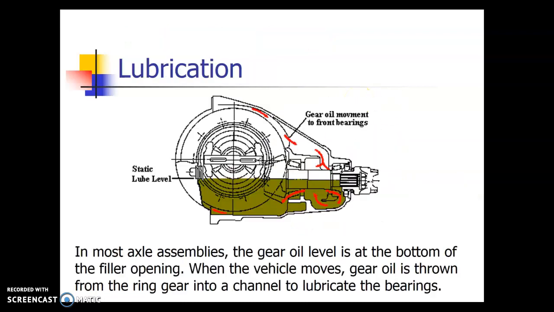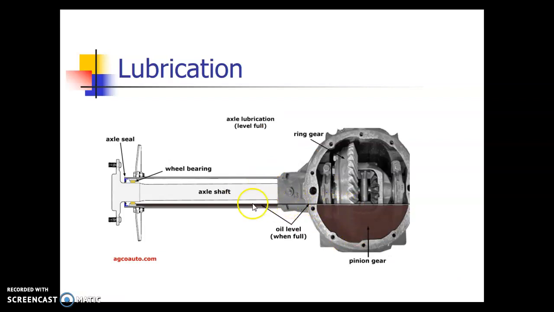Now all of this needs fluid, so there's a fill hole on the differential, and they want the fluid to not be too low, not too high. This allows for splash lubrication without aeration, and you want the fluid high enough that it carries on through the axle tubes all the way out to these bearings and lubricates these wheel bearings on the outside.